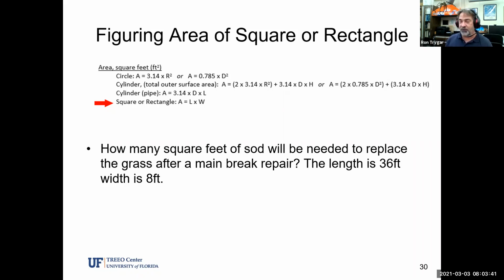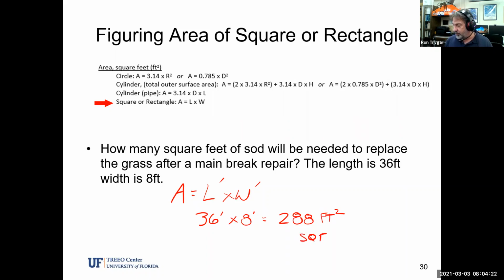So we have a 36 foot long area that we've got all graded, and we're getting ready to put some sod down. Remember that area is equal to 2 foot units, length times width, and these would be in feet, so we're going to come up with feet squared. Simple calculation at this point: we take the 36 feet and multiply it by 8 feet. On my calculator, 36 times 8, I came up with 288 feet squared. Or you can write it as square feet, either way.